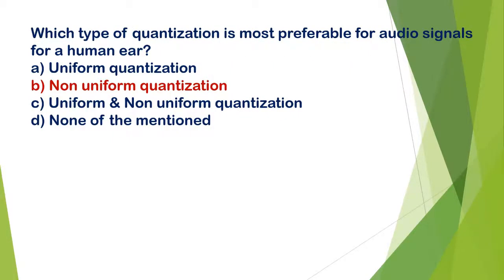Which type of quantization is most preferable for audio signals for a human ear? A. Uniform quantization, B. Non-uniform quantization, C. Uniform and non-uniform quantization, and D. None of the mentioned. And the correct option is B.